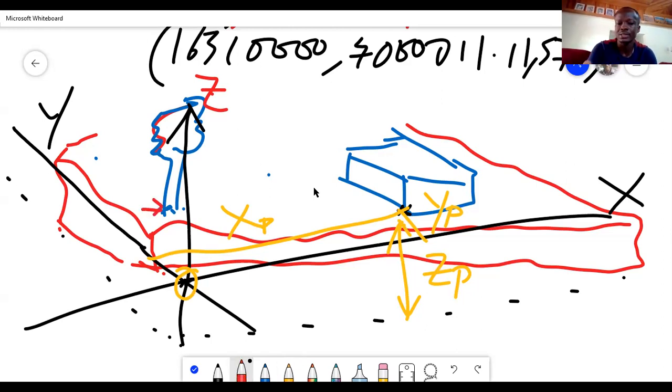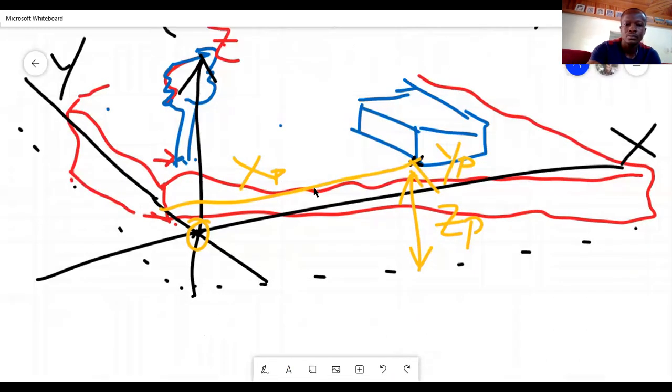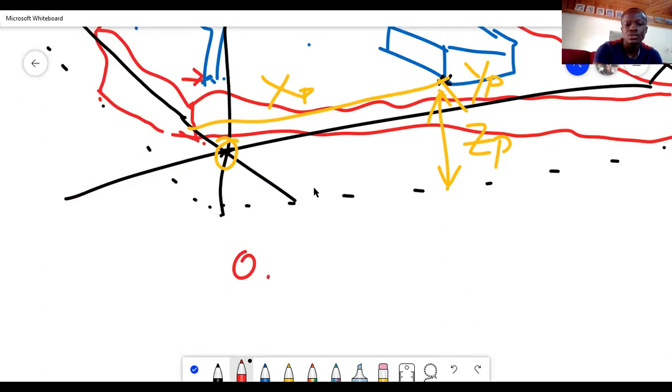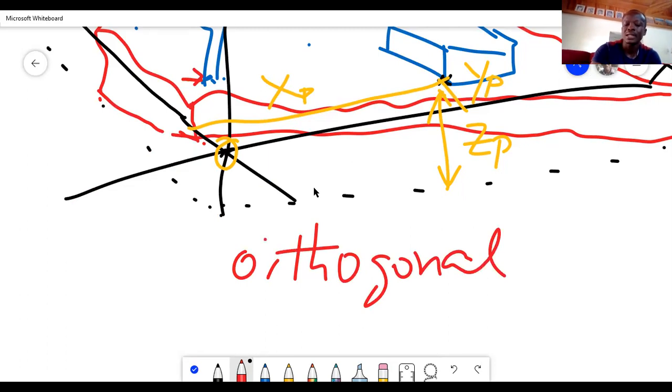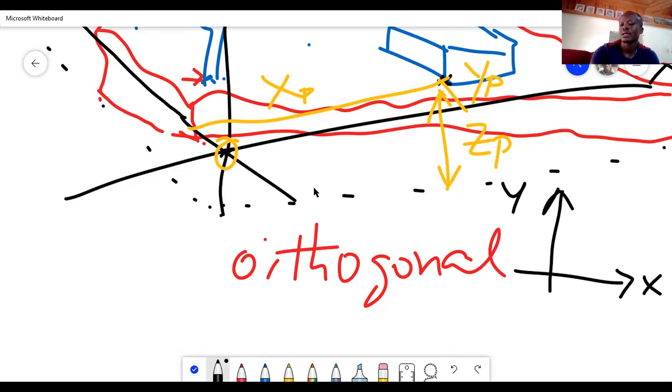The concept of coordinate system is just a set of parallel axes which are also orthogonal. Maybe it's been a while since you saw that word, orthogonal. That means that these axes, X and Y, are at right angles. In photogrammetry, the X is the flight direction, and then Y is the vertical direction. So this is 90 degrees, orthogonal. That symbol means 90 degrees.